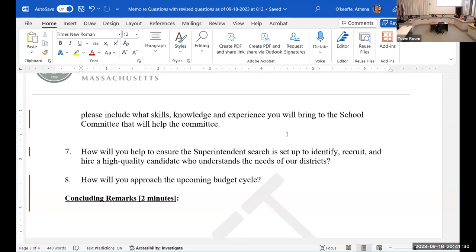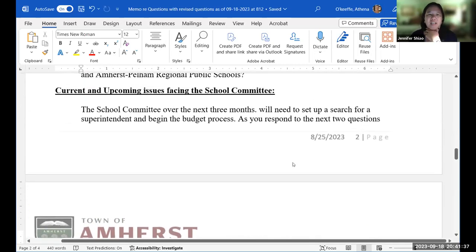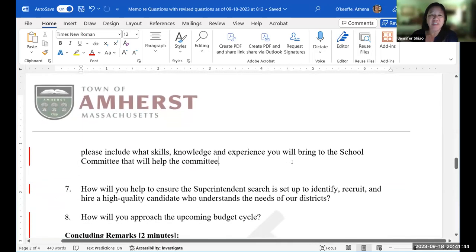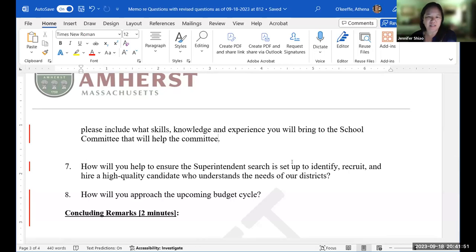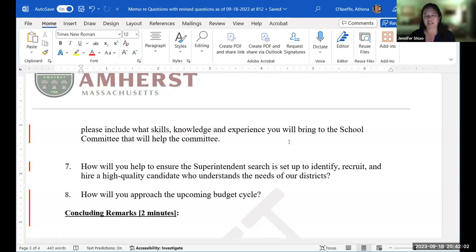Okay, Jennifer Shaw. Athena, can you scroll up a bit so I can see the top of this opening statement? Sorry, you can scroll back down again now. I like 7 and 8 without the opening statement. I don't think we need the opening statement. I guess specifically I'm thinking that it's asking what skills, knowledge, and experience will you bring? But having experience with a superintendent search or a budget cycle is not a requirement. Not everyone has had experience with this type of search or with that type of budget process, and that doesn't mean they wouldn't do a good job. I feel like I want answers to 7 and 8, but I don't think we need the opening statement.